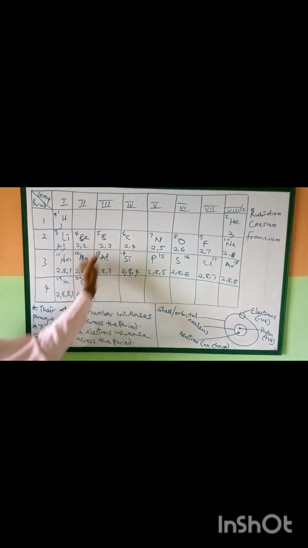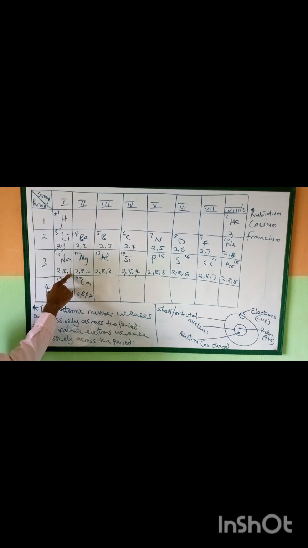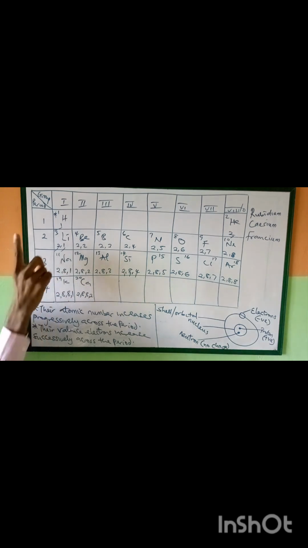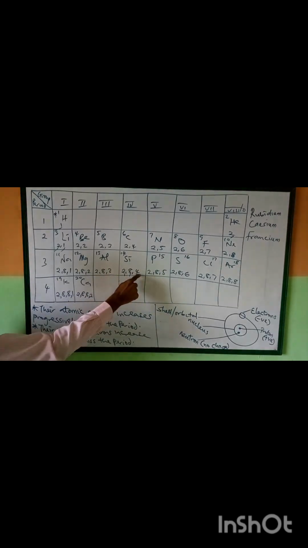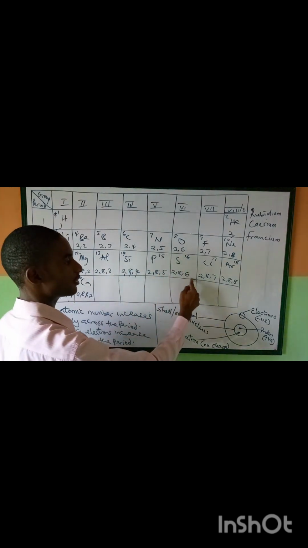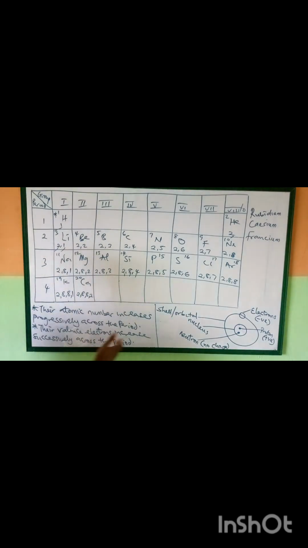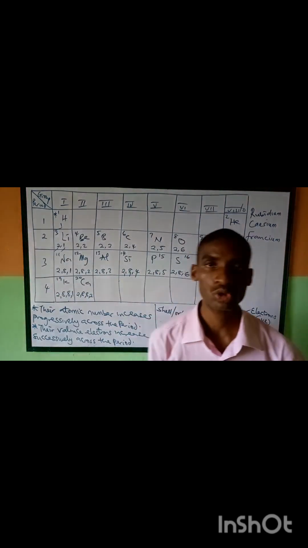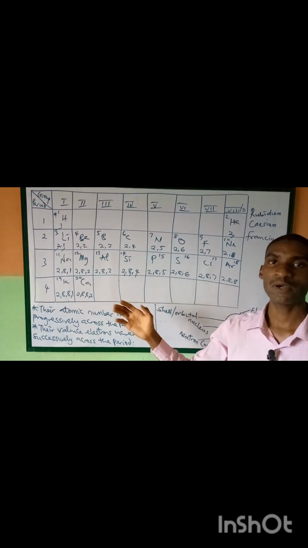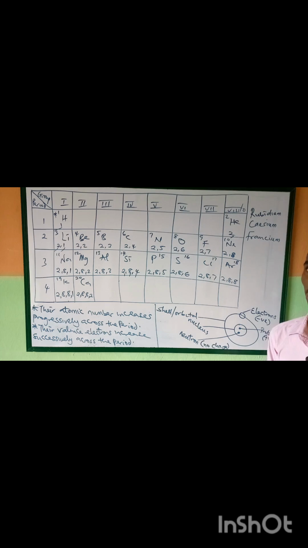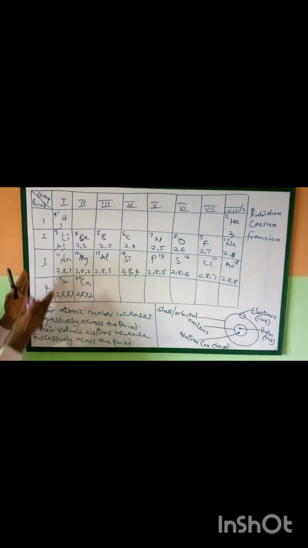Atomic number increases progressively. And then for their valence, what's the valence electron? I told you valence electrons are the number of electrons in the outermost shell. So sodium has 1 valence electron, 2, 3. Can you see that their valency is increasing? 5, 6, 7, 8. So their valence electrons increase successively across the period. So those are the things that you need to know about members of the same group and members of the same period.